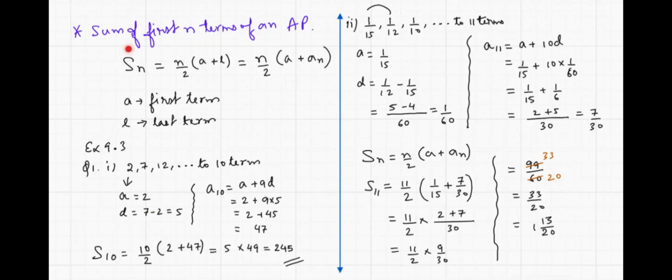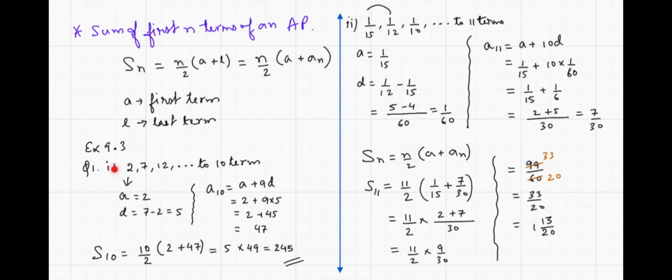Let's move to another part of this chapter where we are required to find the sum of the first n terms of an AP. Here you have the formula: the sum of the first n terms, denoted by Sn, will be equal to n by 2 multiplied by the sum of the first term and the last term, where A is the first term and L is the last term. We can also substitute L by An, where n is the nth term of the AP up to which we are finding Sn. So Sn is n by 2 times A plus An.